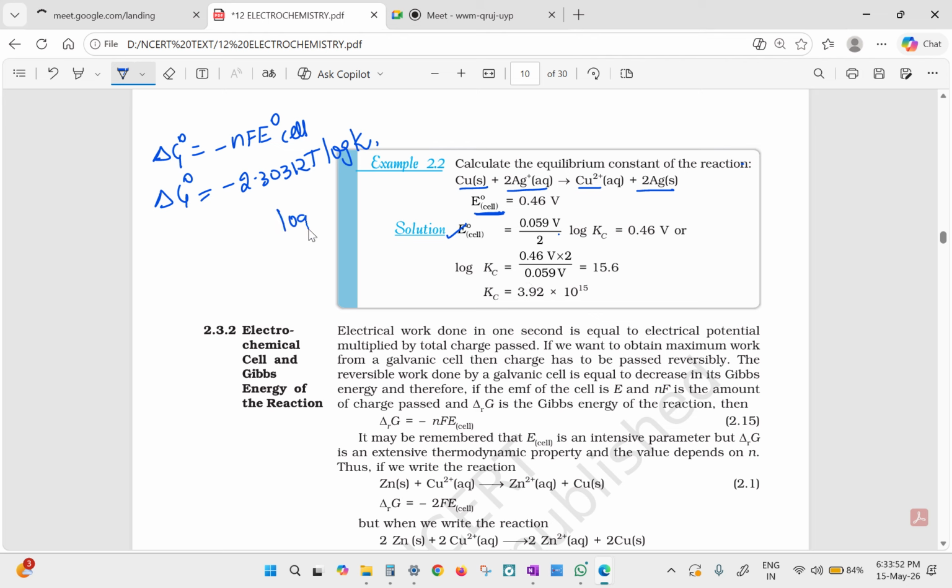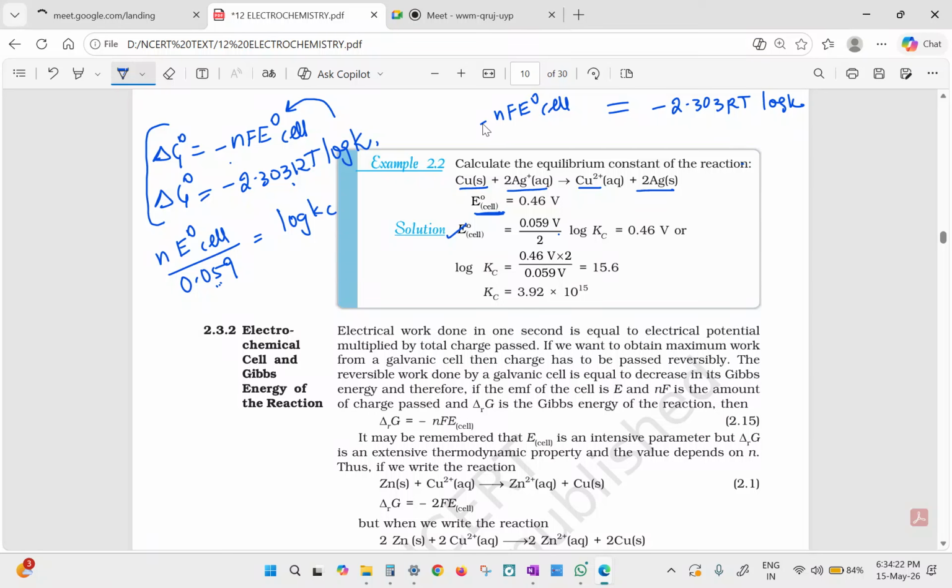So what is log of Kc? Log of Kc will be n times E naught of cell by 0.059. So either you substitute the E naught of cell. If you want to go by the long route, what you will do? You can equate this term with this term. Ultimately, you are actually doing this only: minus nF E naught of cell is equal to minus 2.303 RT log K. If you cancel the negative signs and take this 2.303 RT here, the 2.303 RT by F put together is only 0.059. So ultimately you are actually writing the same formula again and again.